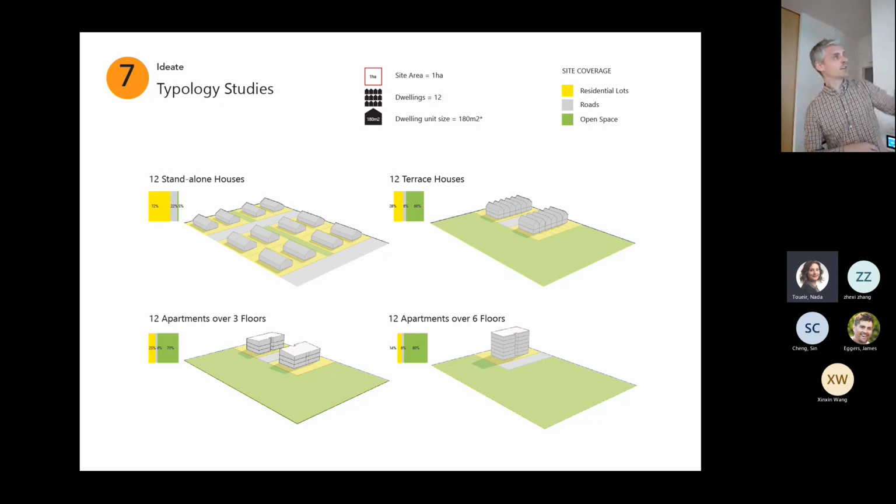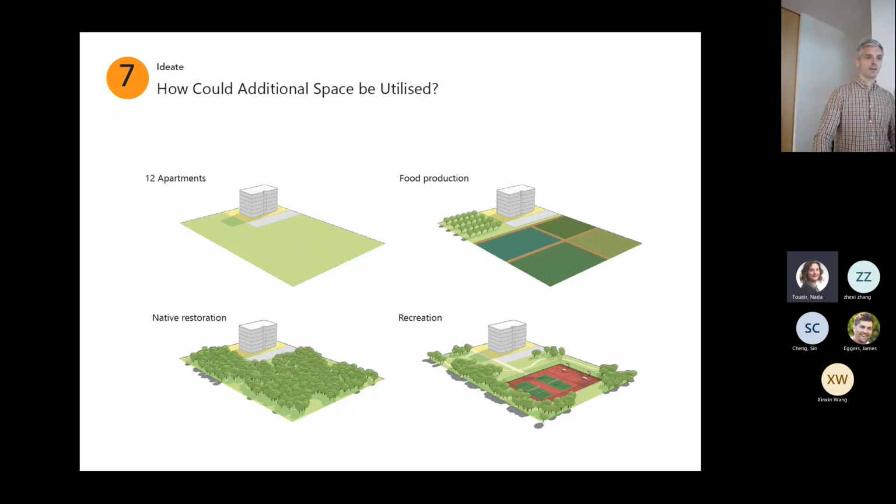We could do some terrace housing, we could do some apartments over 3 floors, we could do apartments over 6 floors. And you actually start seeing the amount of space saving that you can have. So what could you do with that extra space? Well, you could use some of it for food production. You could introduce some native restoration, or you could even just provide some recreational space for people.